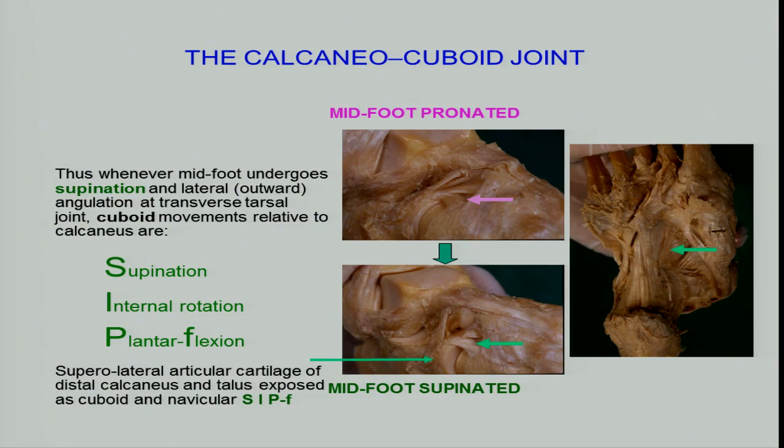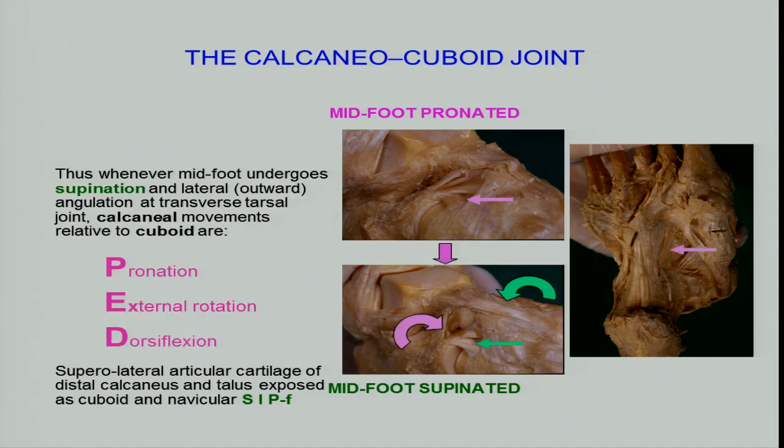The articular surface of the distal calcaneus and the talus are exposed. There we are, because of the lateral angulation. And the midfoot is supinated. Therefore, the calcaneus is relatively pronated.